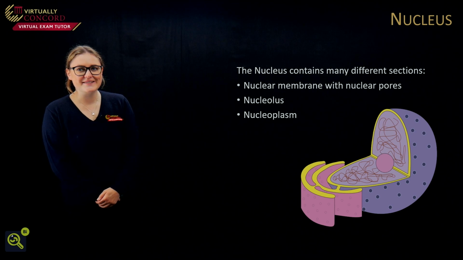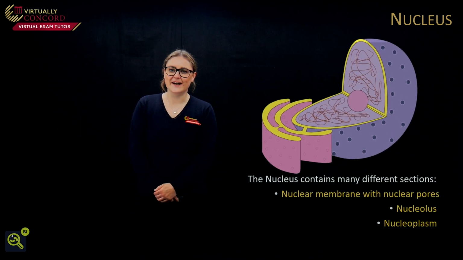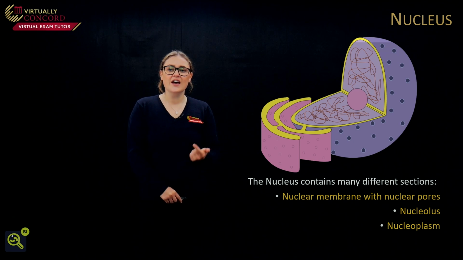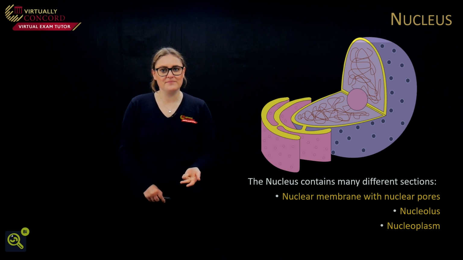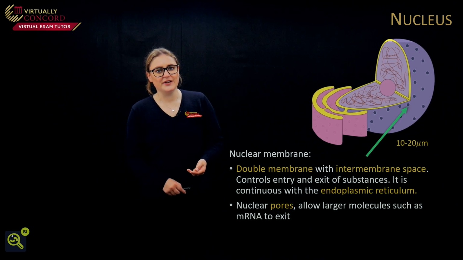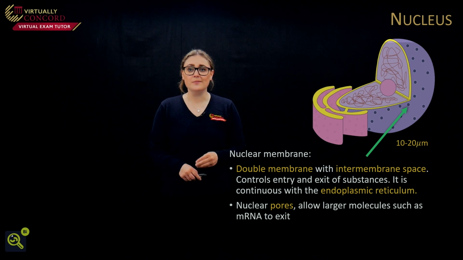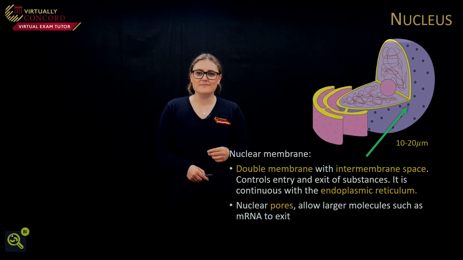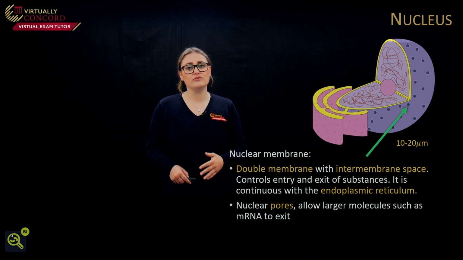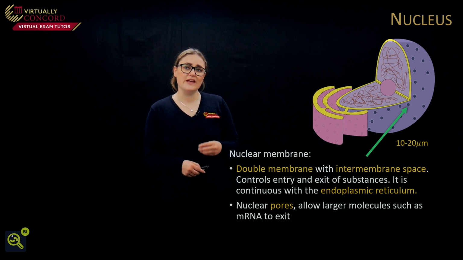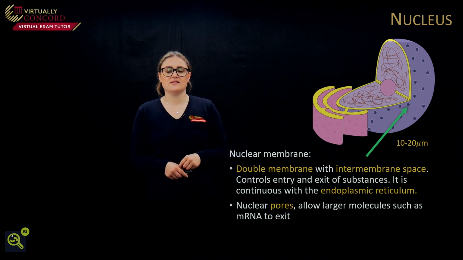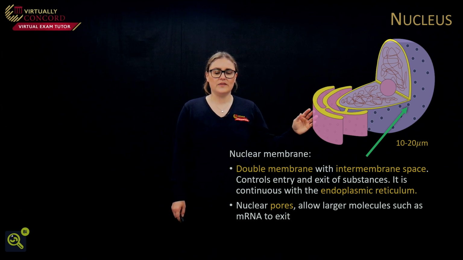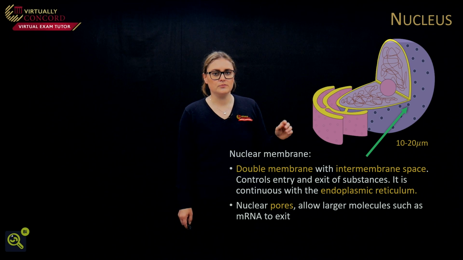So the next organelle that we're going to have a look at is the nucleus. Now, the nucleus has many different parts, the nuclear membrane with nuclear pores, a nucleolus and the nuclear plasm. So let's have a look at that nuclear membrane first. Now, this is a double membrane, okay? That means it has an inner and an outer membrane with an intermembrane space. And it does the same job as your regular cell membrane, okay? It's going to control the entry and exits of substances into that nucleus, okay? And it's continuous with this thing here called the endoplasmic reticulum, okay? So more on that later.